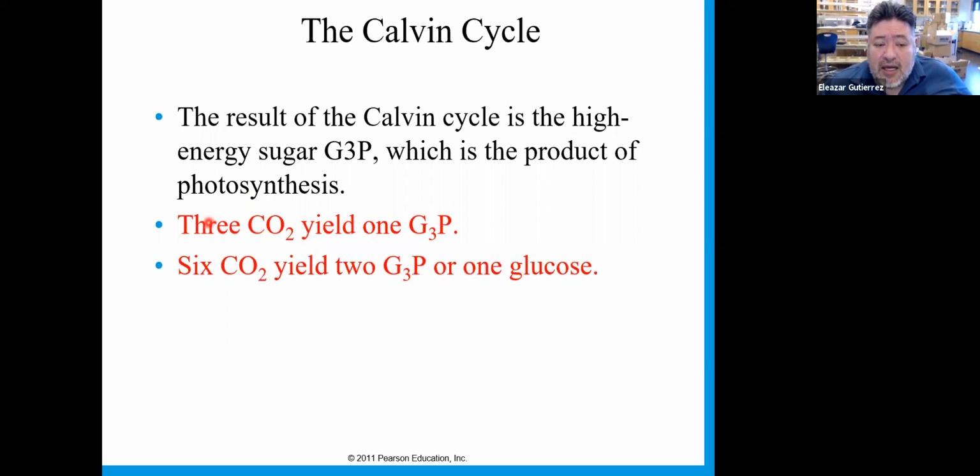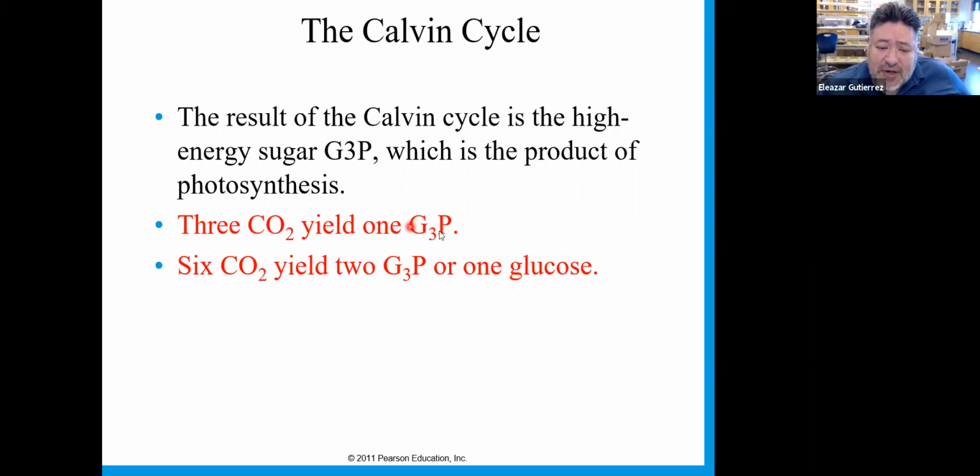Okay, and we churn this 3 times, so 3 CO2s turn into a single glyceraldehyde 3-phosphate, because this has 1 carbon and this one has 3. Okay, how do we know? Because this phosphate is of carbon number 3. That's why it says G3P. Now, is this what we care about? Actually, we care about glucose.